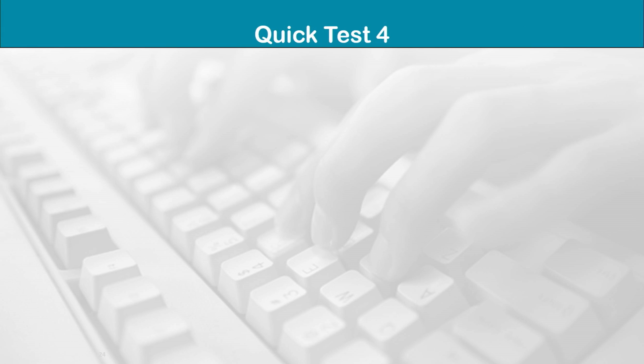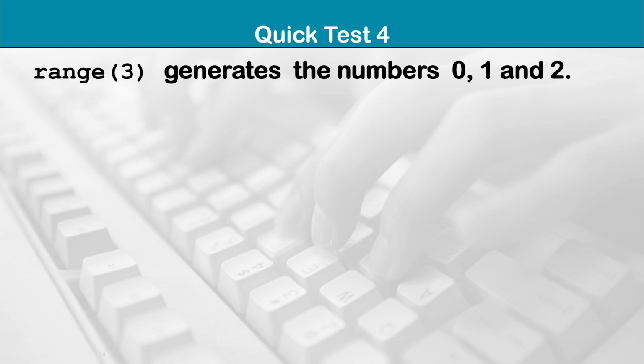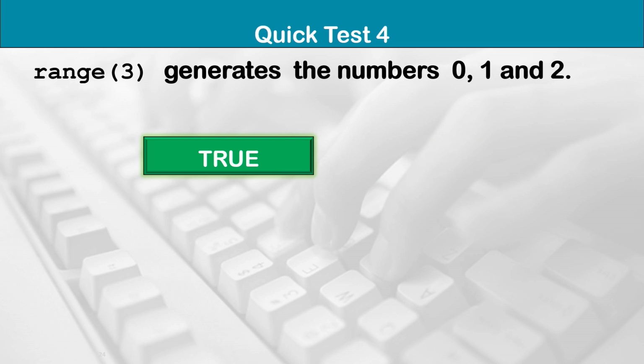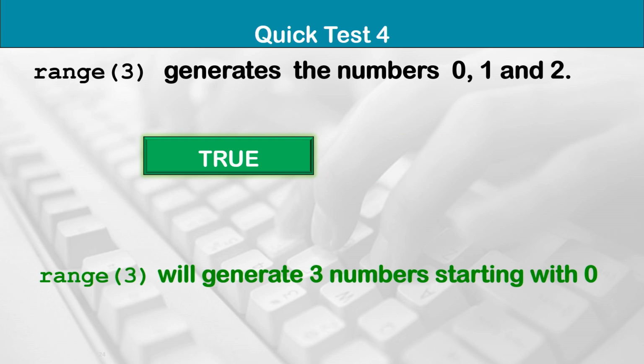Question 4. Range 3 generates the numbers 0, 1 and 2. True or false? The statement is true. Range 3 will generate 3 numbers starting with 0, that is numbers 0, 1 and 2.